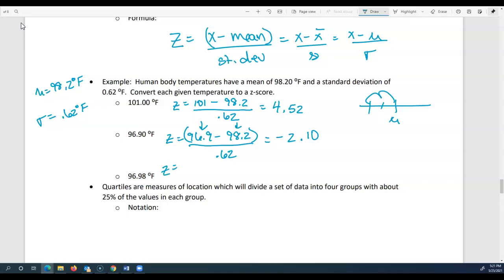And then that third one, 96.98 minus the mean of 98.2 divided by the 0.62. And I had negative 1.97. So approximately 2 standard deviations below the mean. Notice we started with something that was smaller than the mean, which is why it's negative.